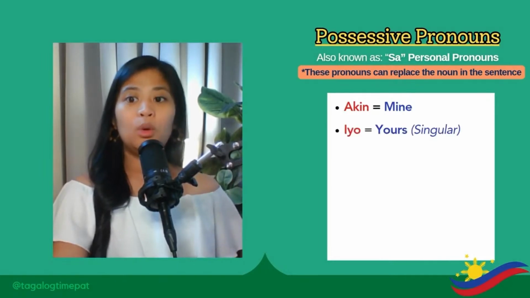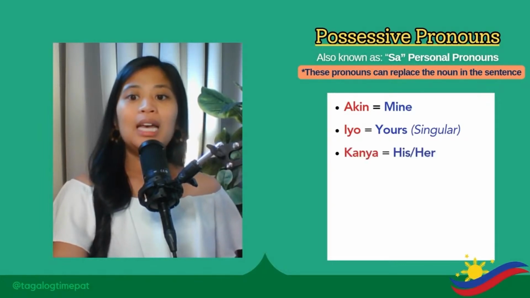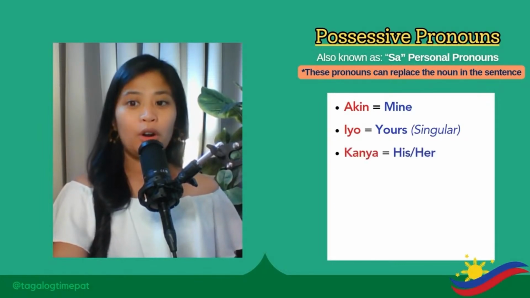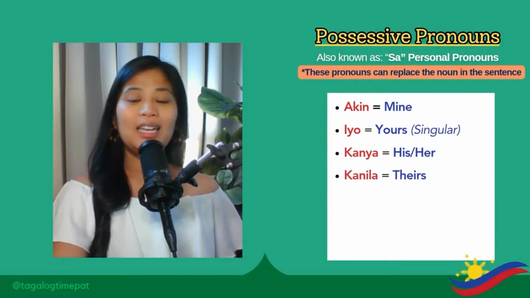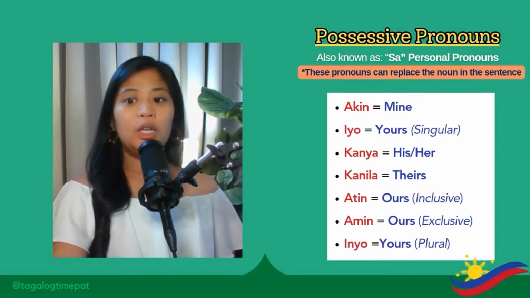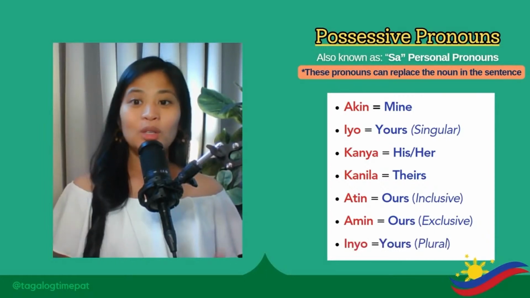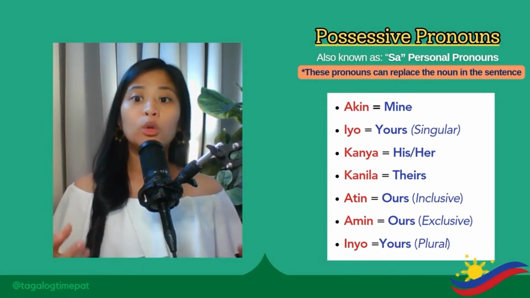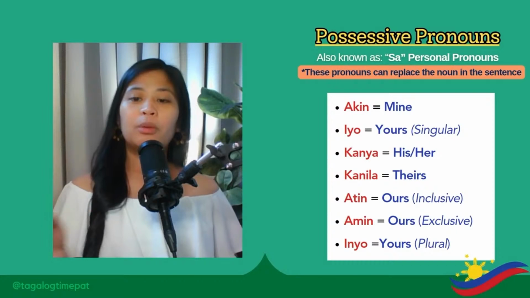Iyo means yours, singular. That's just you, it's yours. Kanya means his or her. Kanila is theirs. Atin is ours, inclusive. Amin is ours, exclusive. Inyo is yours, plural.